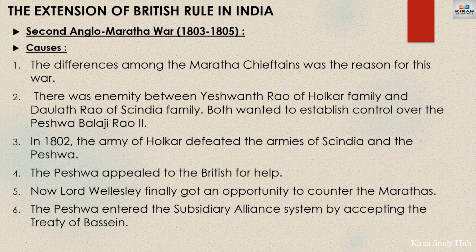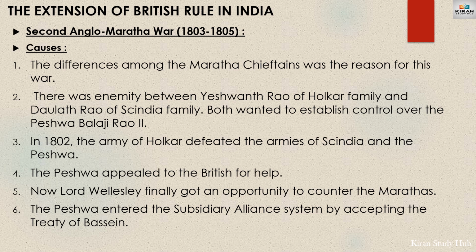The Second Anglo-Maratha War was fought between 1803 and 1805. Some of the causes are the differences among the Maratha chieftains such as the Holkars, Scindias and Peshwas. Second, there was enmity between Vishwantrao of the Holkar family and Daulat Rao of the Scindia family. Both wanted to establish control over the Peshwa Balajirao II. In 1802, the Holkar army defeated the combined armies of Scindia and Peshwa.